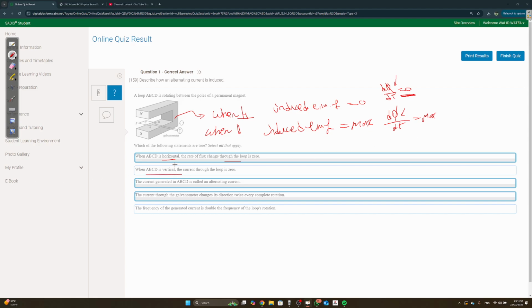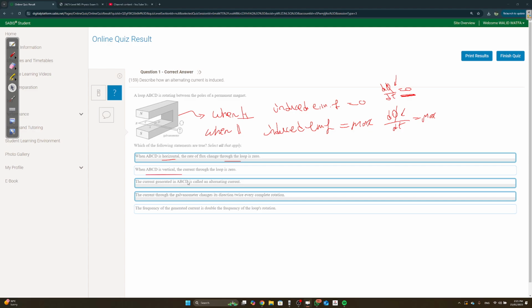When ABCD is vertical, the current is 0. No, when it's vertical, it's going to be straight up like this. Let me redraw that. Okay, this is what it looks like, and the magnetic field will be like this, so they're parallel to each other, and that's when it's maximum, right? So would it be 0 in that case?